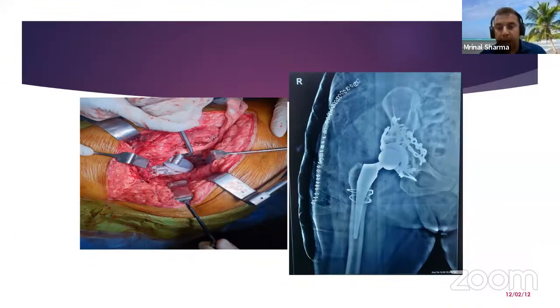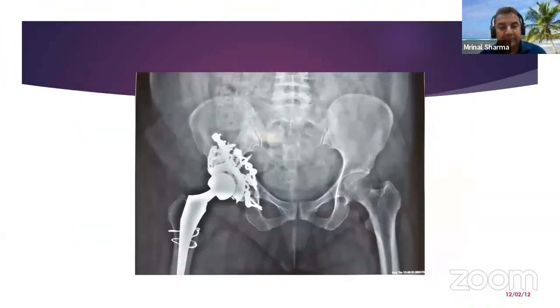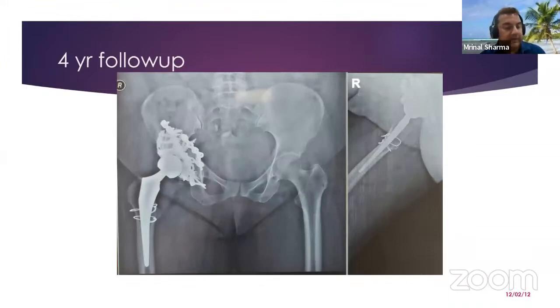This is the immediate post-op. The plates which were hindering, the part of those were removed. And this is 3 months follow-up, and this is almost 4 years follow-up of the patient with impaction grafting, and the discontinuity has healed and the patient is mobilizing well. So this is one way of tackling revisions in such scenarios.